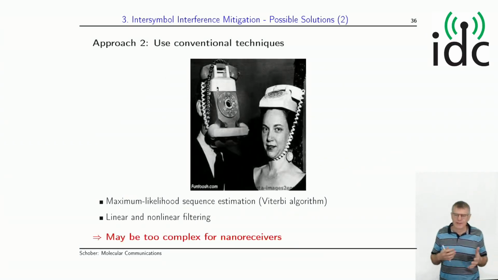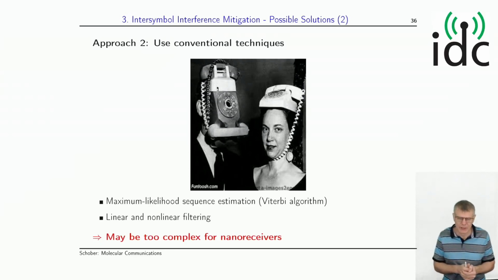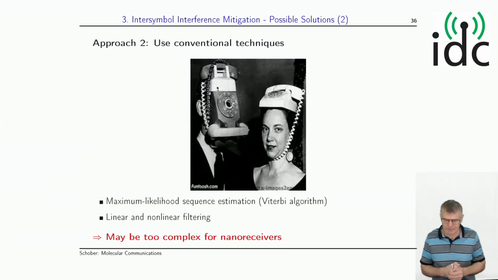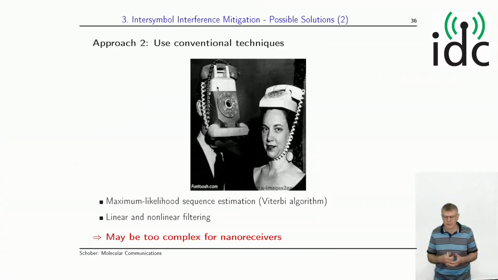Then we have very effective mechanisms to deal with this in conventional communication systems, and there what we do is we have at the receiver a device that can undo this intersymbol interference or exploit it, either by maximum likelihood sequence estimation or by some sort of filtering. This is of course a good option if you have a macroscopic molecular communication system where you can afford the complexity. But at microscale, this might be difficult to do. So you may not be able to teach a cell how to do this Viterbi algorithm.